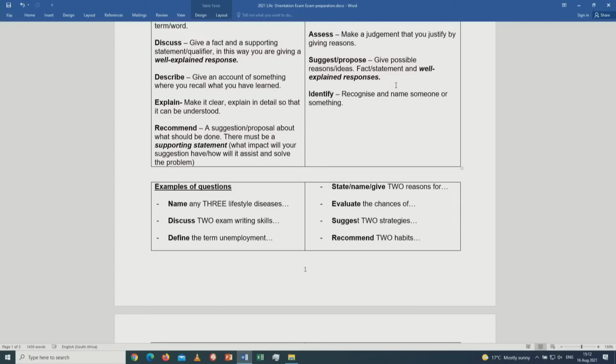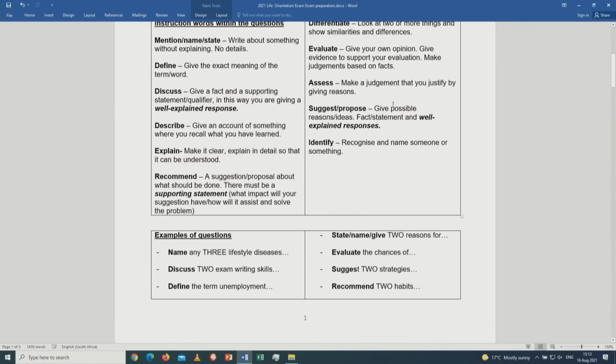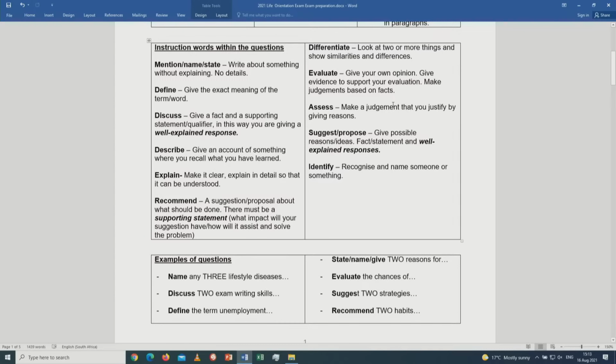Identification. You have to name or recognize something within the context of what the question is asking. So grade 12s, these instruction words are extremely important. There is no way that you will be able to give correct and relevant responses to your questions if you do not understand these instructions.